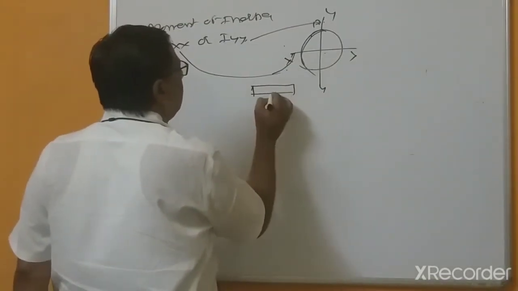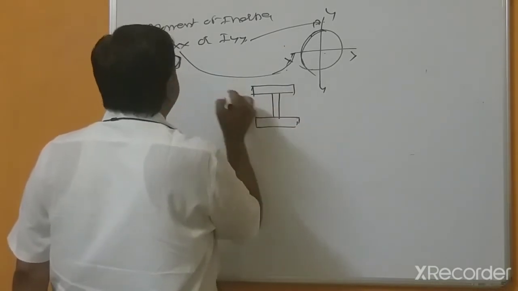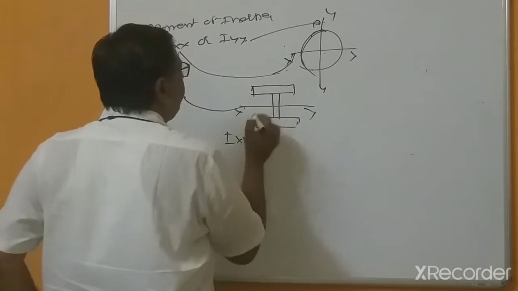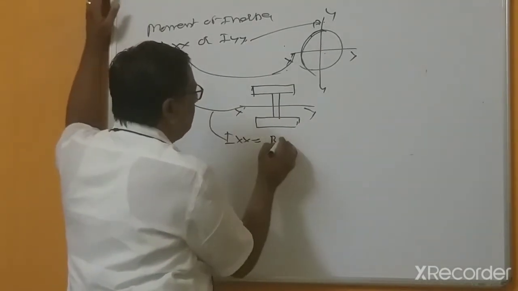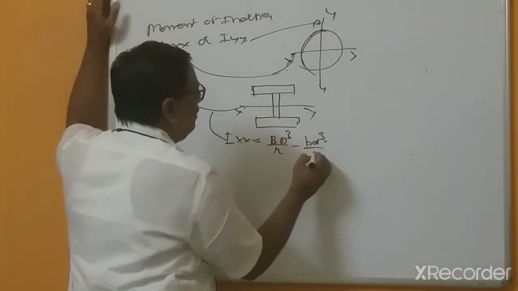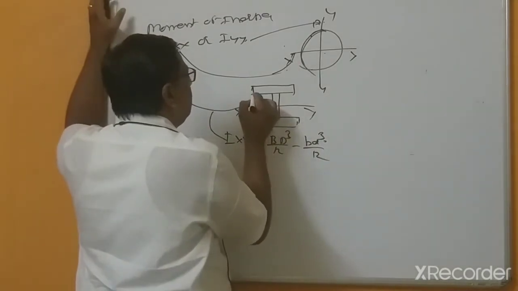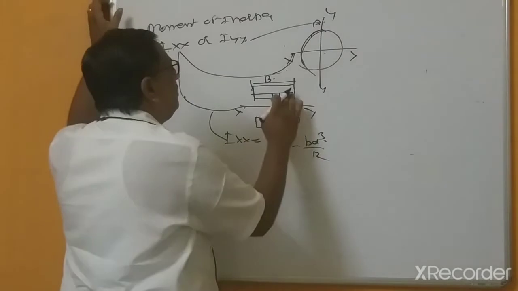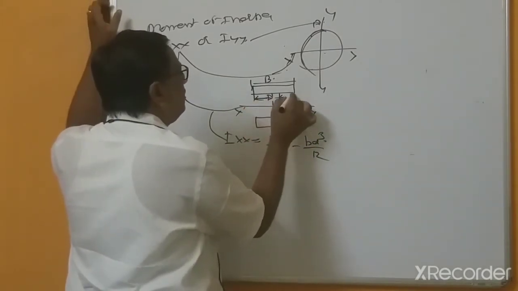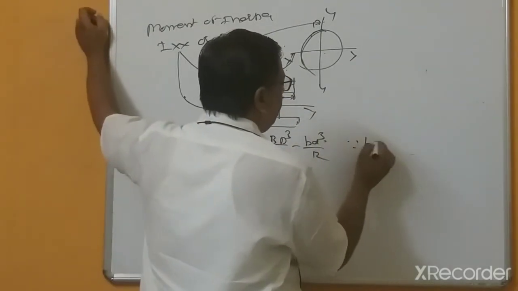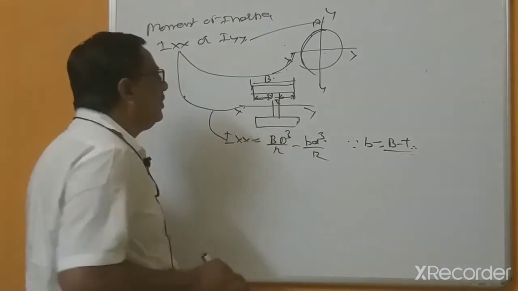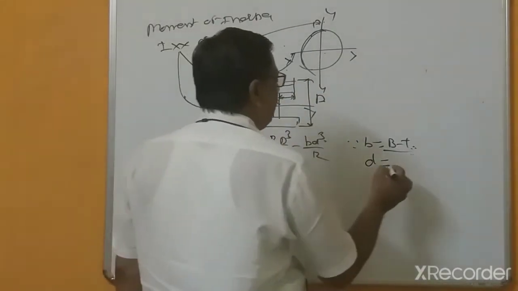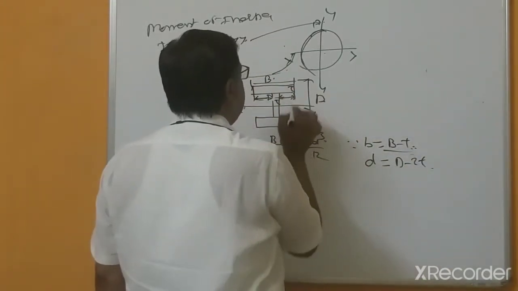Or in this case also, suppose this is the x-axis, Ixx equals capital B D cube divided by 12 minus small b d cube divided by 12. Here this is capital B, and this is the hollow portion. So small b equals capital B minus t, and small d equals capital D minus 2t, because this is t and this is t.